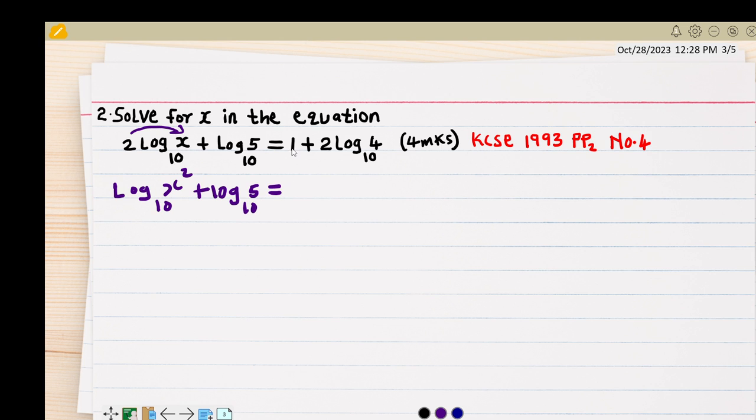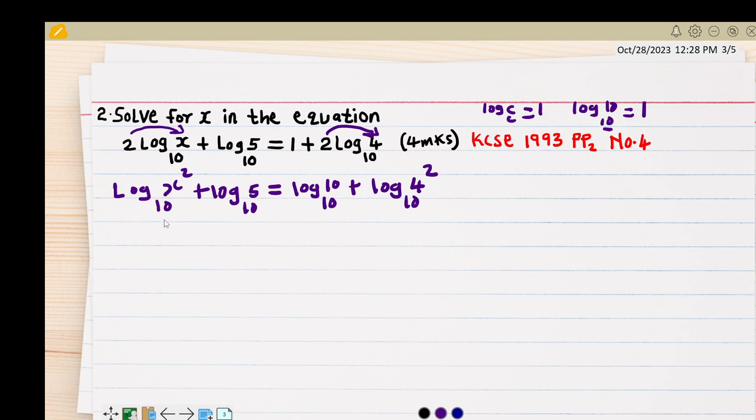Then this is equal to, remember 1 is the same as saying log to base 10 of 10, because we said that whenever you have log to base c of c, this will always be equal to 1, which means that I can rewrite it as log to base 10 of 10. Then I'm choosing base 10 because all the other logarithms are to base 10. If it were to base 2, for example, I'll choose logarithm to base 2 of 2. So this one will be logarithm to base 10 of 10, then plus, I'll take this 2 to the power, so this will be logarithm to base 10 of 4 to the power of 2.